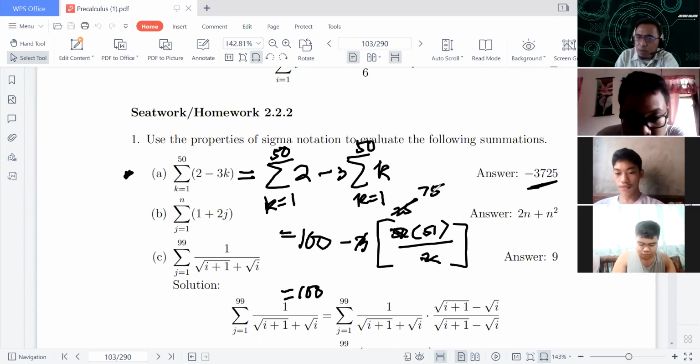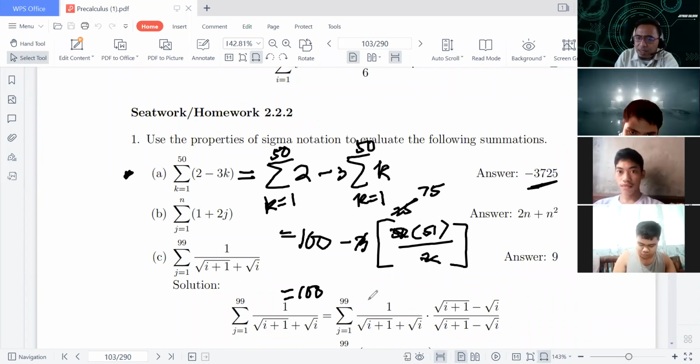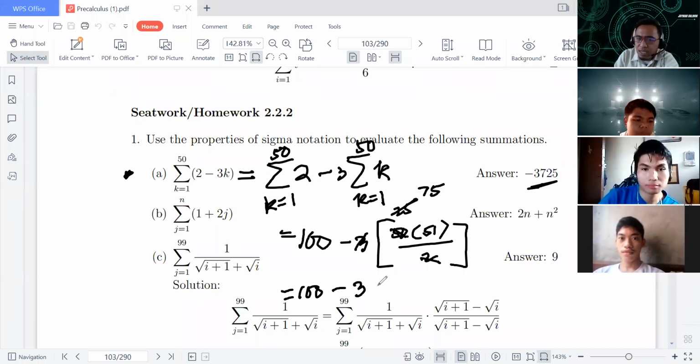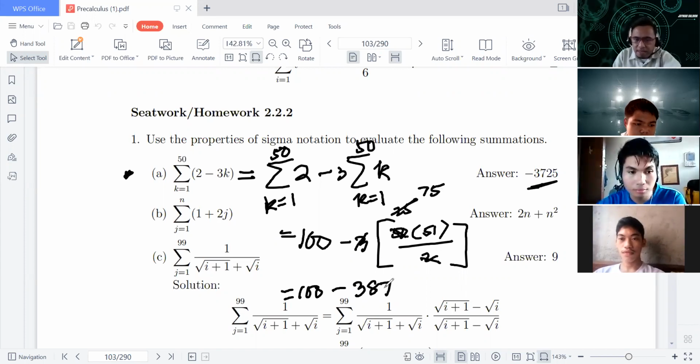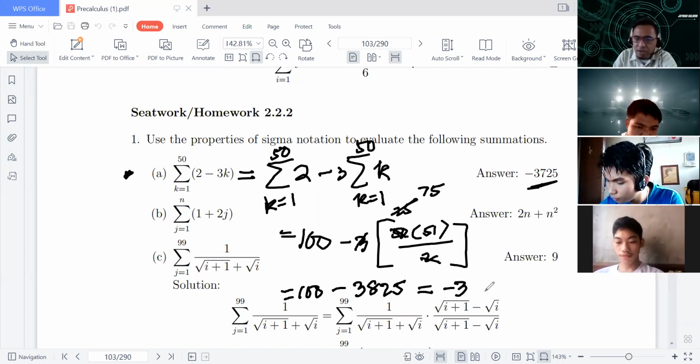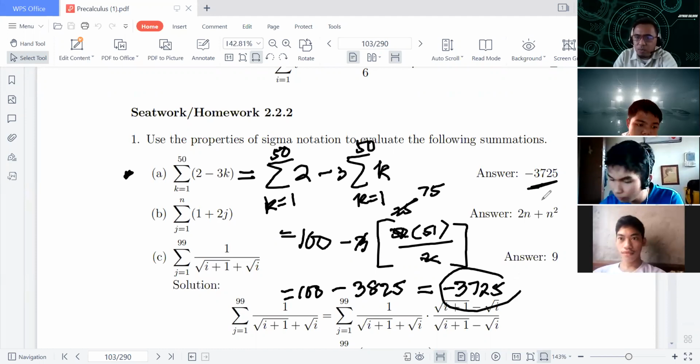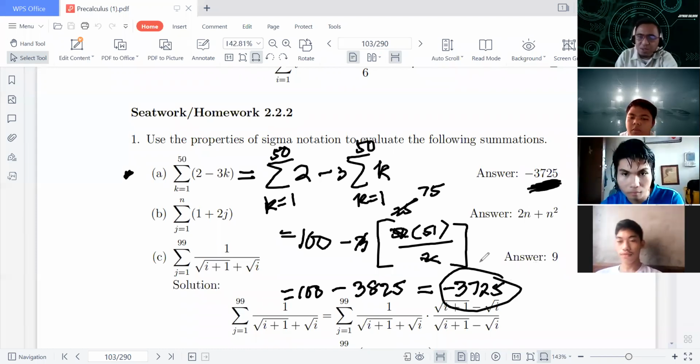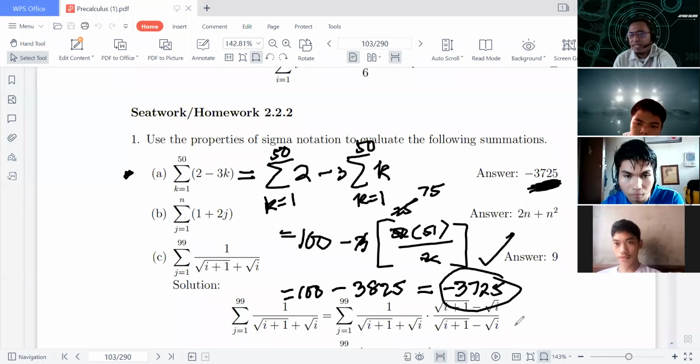If you multiply these two, what's the answer? 3,825, right? So if you subtract these two, it must be equal to negative 3,725, right? Did we get it correctly? Yes. So our solution is correct. Any concern? Clear?